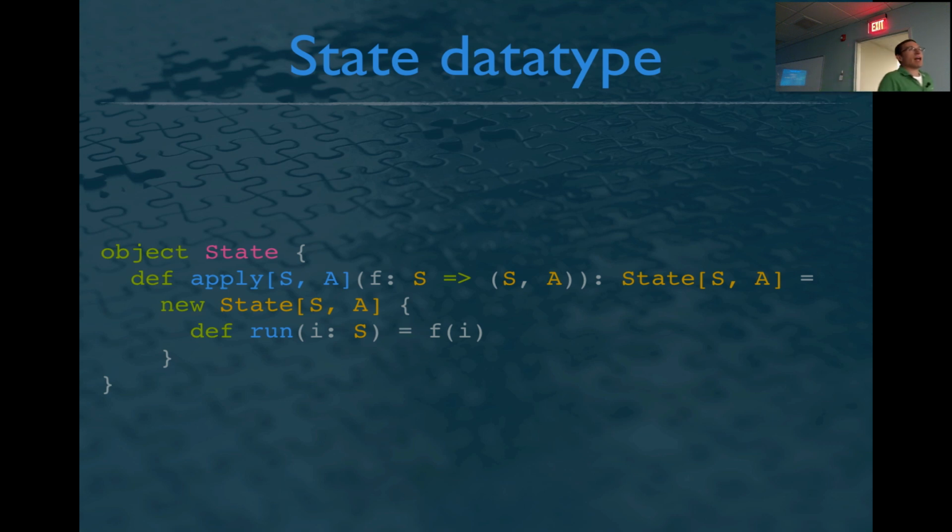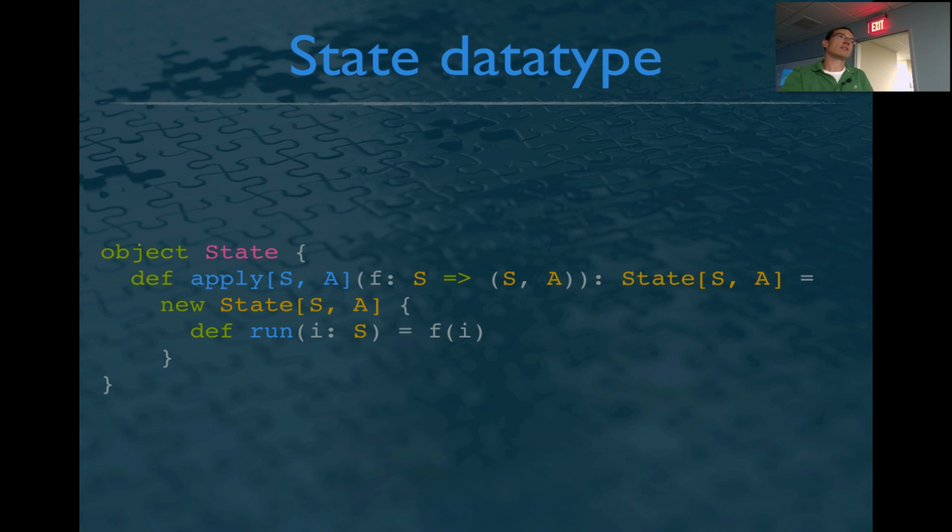How are we going to implement apply? The idea of apply is we've got this function, we need to return a state. So we're just going to return a new anonymous implementation of the State trait, and we're going to set the run method equal to just invoking the function. Very basic there.